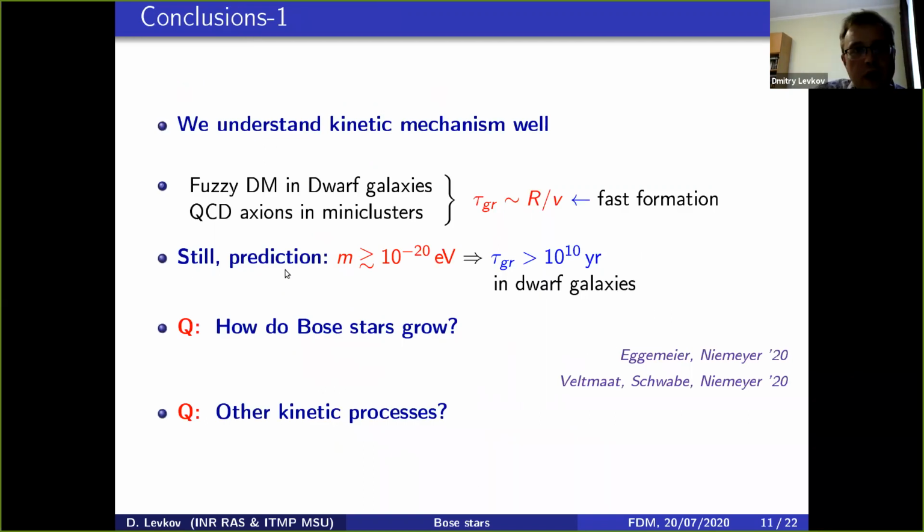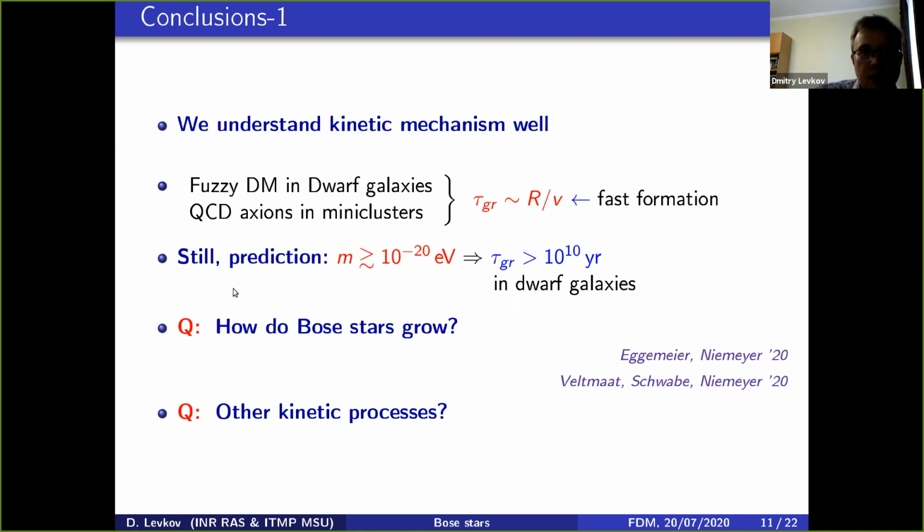I have to conclude from part one that I think we do understand the kinetic mechanism of Bose star formation pretty well. Unfortunately, this is not precisely the mechanism which works in the case of fuzzy dark matter in dwarf galaxies or QCD axions in miniclusters, but they are kind of on the boundary of this mechanism, and we can have some intuition from the kinetic equation.